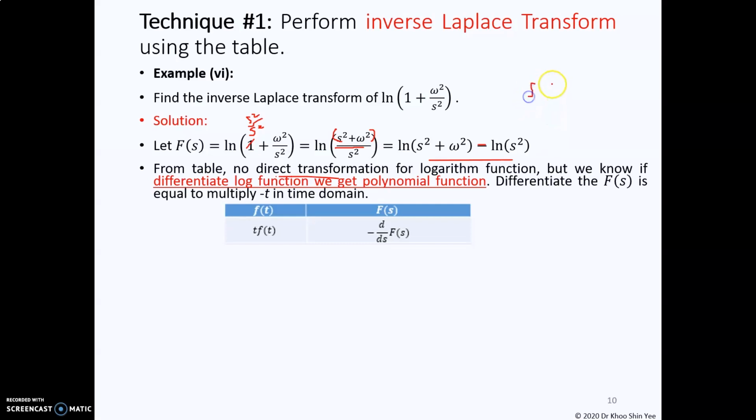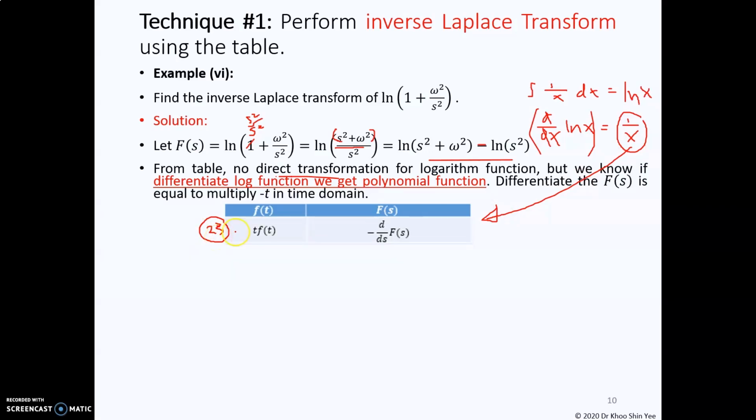But we know that when we integrate 1 over s, a polynomial function, you will get ln s. So if you differentiate the ln function, you will get back the 1 over s. So if we take the derivative or the differentiation, we can obtain the polynomial which can be transformed to the f(t) by using the table. So with that, we can refer to formula 23, which involves the differentiation in the Laplace domain. So if you have negative here, over here you have positive. So if in the Laplace domain you have positive, then you will get negative here.